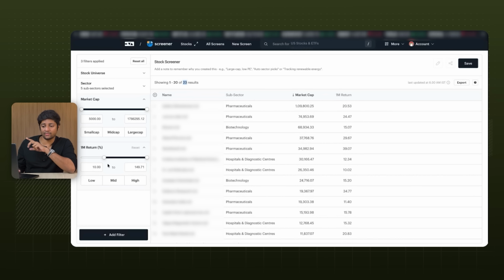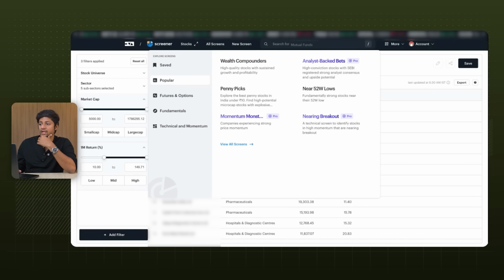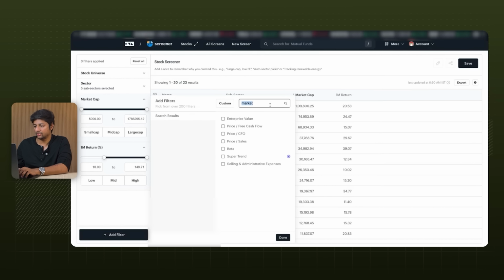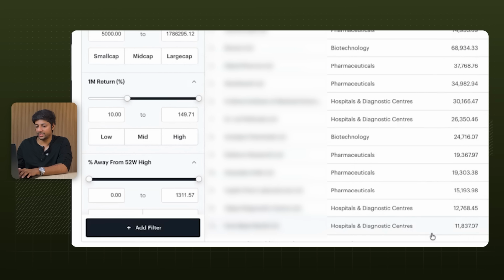5,000 and above, 1 month return 10%, right? And the sector is healthcare. Good stocks have basically come into this screen. So I'm not bad at all. Now let's do percentage away from 52-week high. So let's do this. Let's remove this part. Let's do percentage away from 52-week high over here.